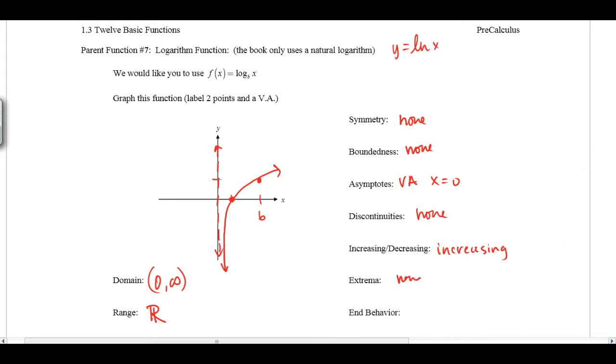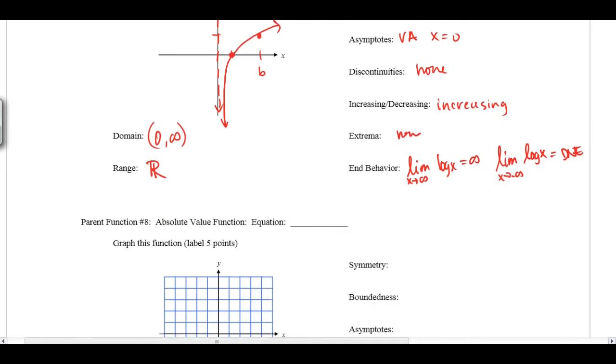And then the end behavior, the limit as x goes to infinity, the right side is going to be infinity. I guess I'll call it log of x. That's going to be infinity. And the limit as x goes to negative infinity, there's that crazy one again. What is it doing on the other side? It does not exist, right? So therefore, there is your log function in function 7.